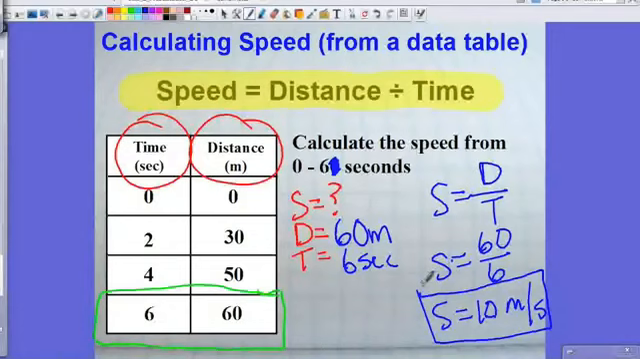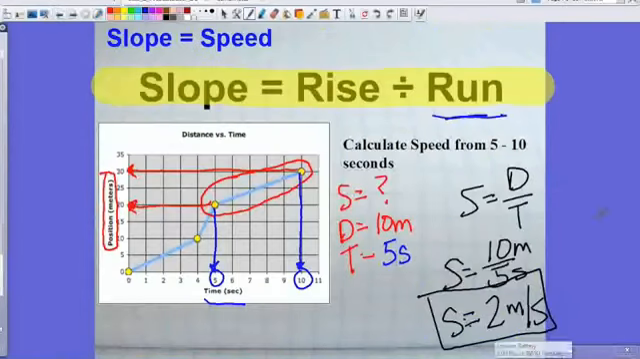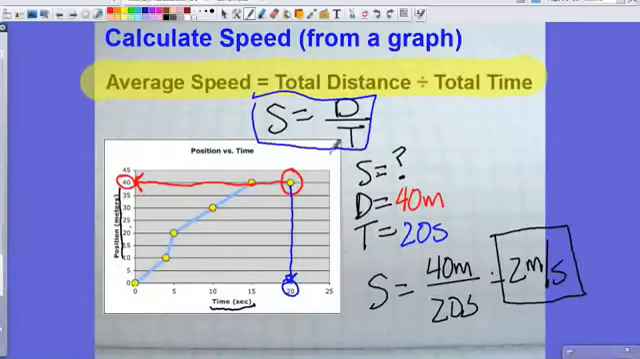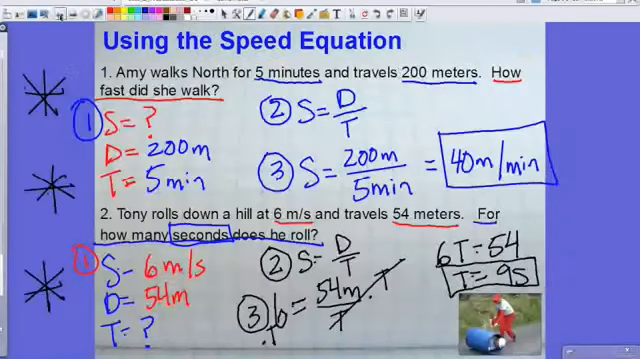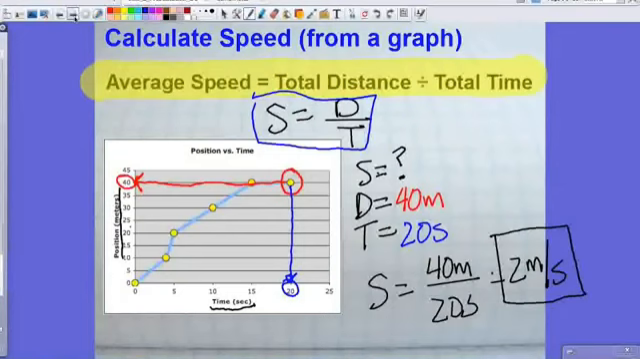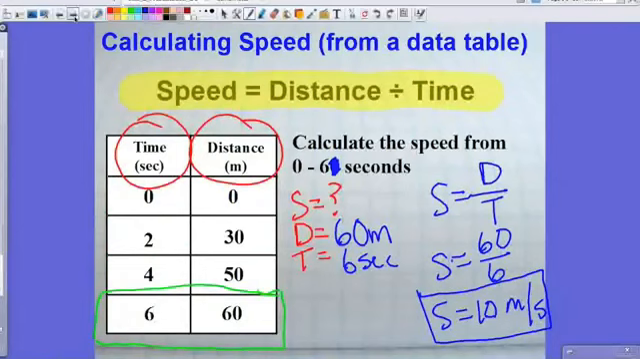So again, if you look at all of your notes now, look at the work I've shown here, and look at this work I've shown in here. I know it's crazy looking, but if you look at it, the work is exactly the same. The only difference is how you get the information is just a little bit different. But whether it's through a graph, data table, or word problem, it's all the same way to do the problem. You use this equation, speed equals distance divided by time.